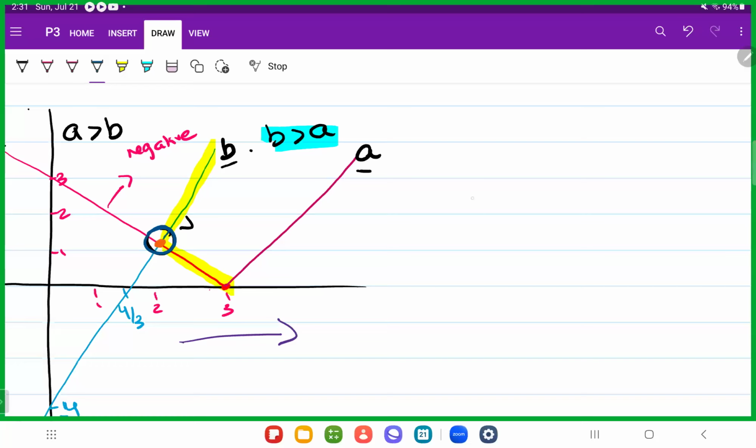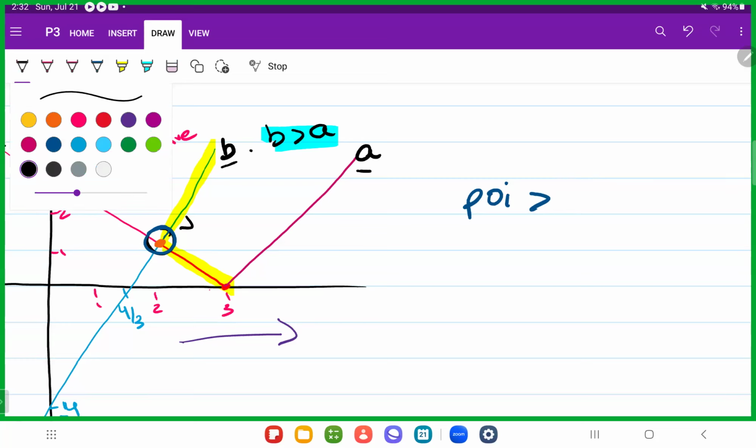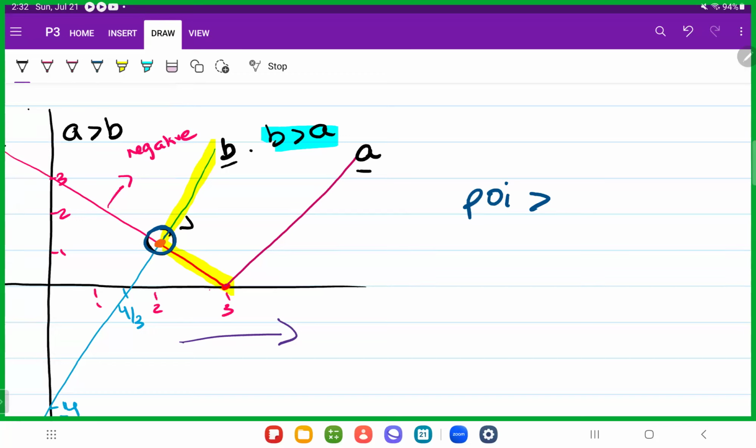So whatever is the point of intersection, it would be greater than that. All positive side of the modulus doesn't count? What? The positive side of the modulus? That slope. No, it is this region, not the positive side of the modulus. It's the region, not the graph.